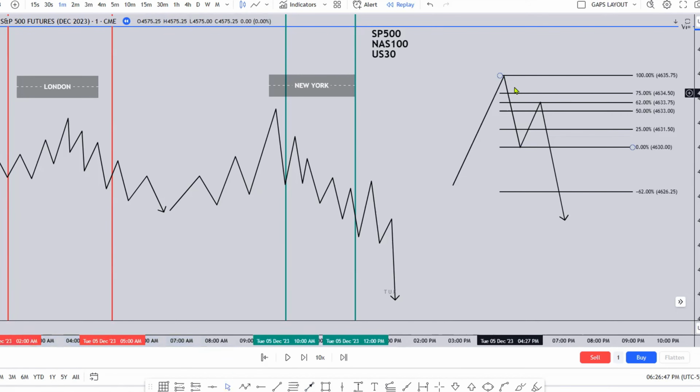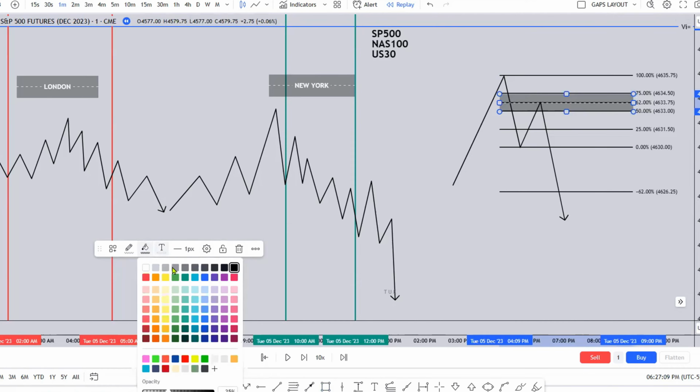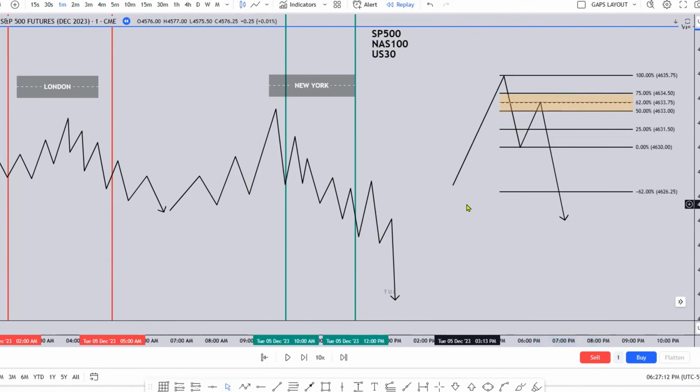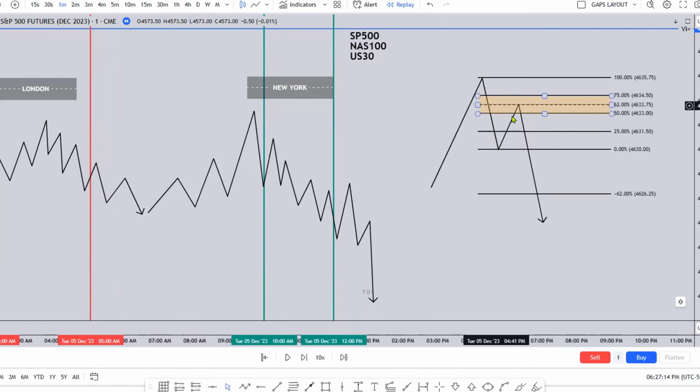Okay, so this is what it will look like for your entry. We make that high, drop down into 10 o'clock, get a retracement. Now this is going to be your optimal entry zone. This is your golden zone, from the 50, 62, and 75. Anywhere in here you can be a seller on this retracement, at 50%, 62, or 75.